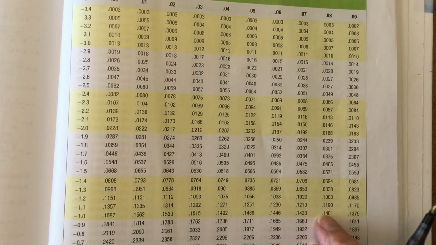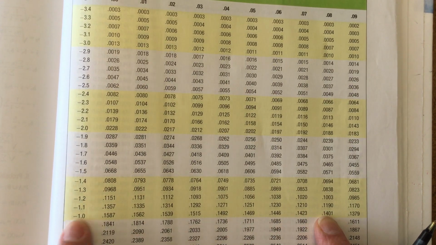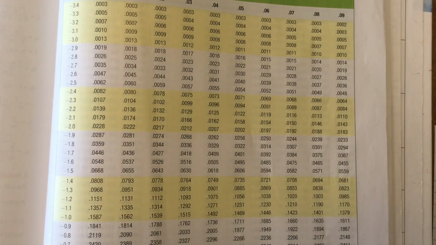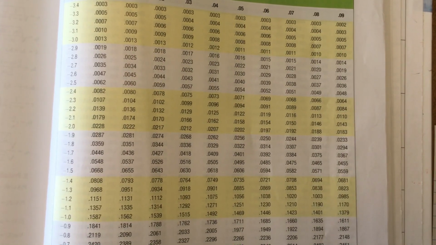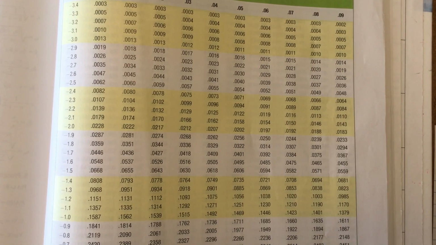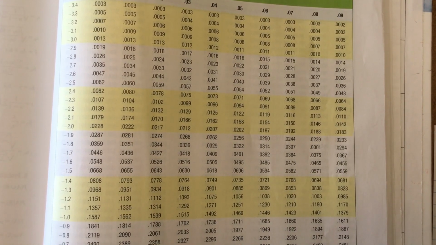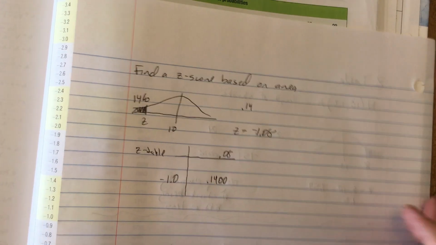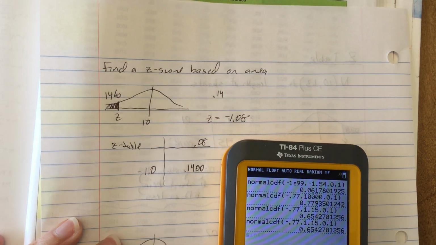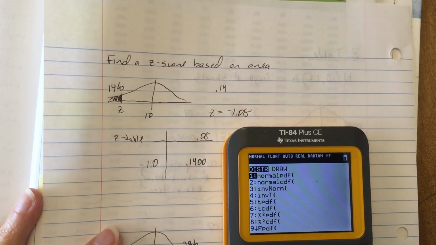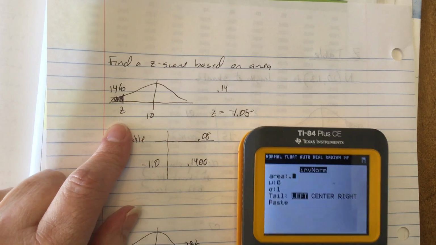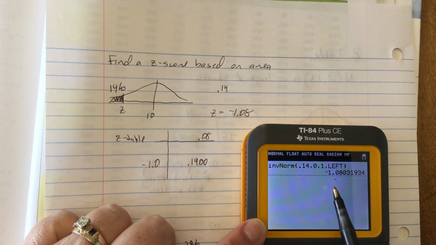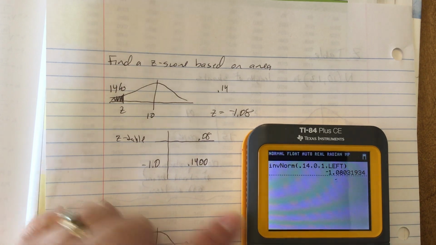So I'm going to find the z-score associated with that. So that would be negative 1.08, okay? So negative 1.0 and then 08. So this z-score would be negative 1.08, okay? Now let's check that in the calculator. Now typically for this one, I would do inverse norm, right? My area to the left is 0.14. And there's my z-score, negative 1.08, okay?